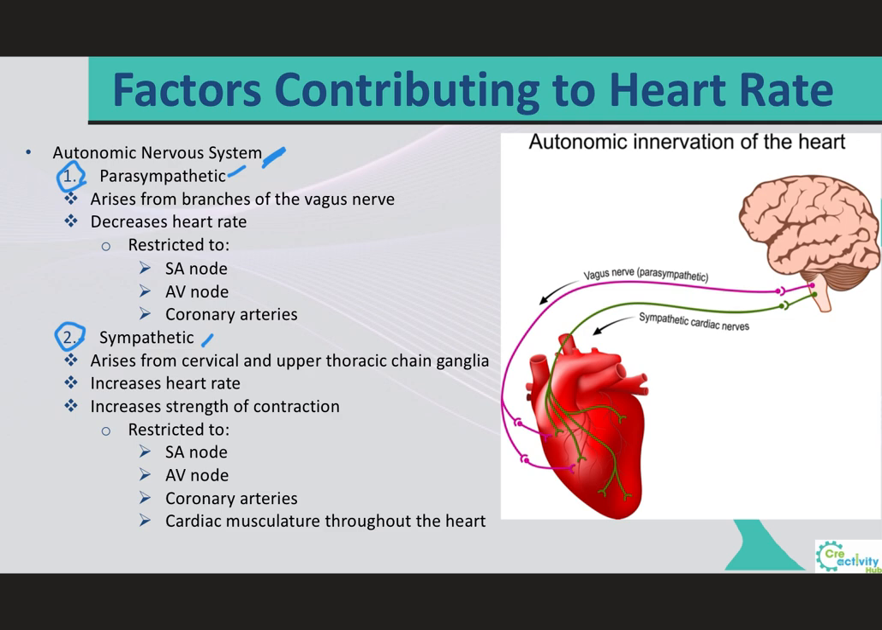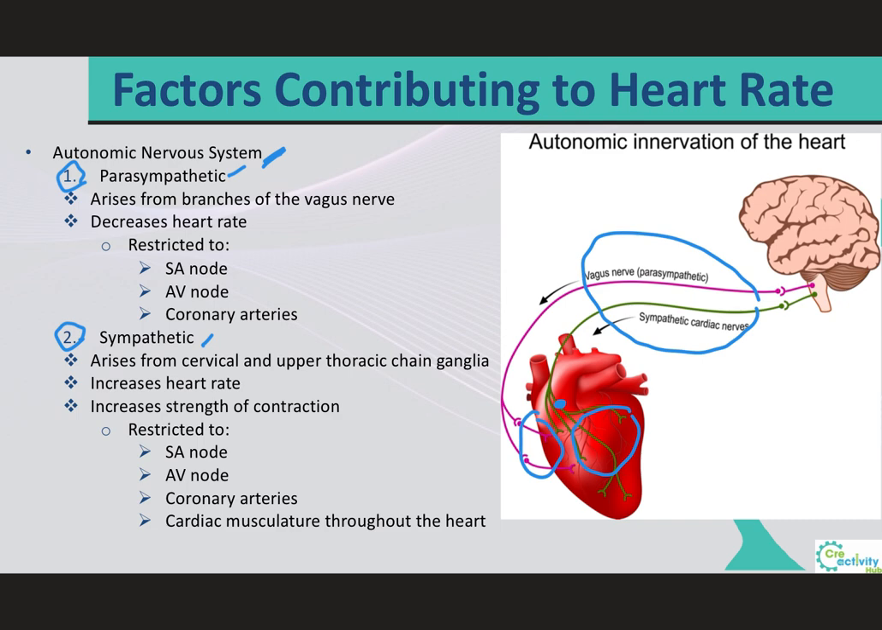And the basic heart rate is established by the pacemaker cells of the SA node, but this intrinsic rate can be modified by the autonomic nervous system. In other words, the SA node will initiate the heart contraction, but the autonomic nervous system will be able to either increase or decrease the heart rate.